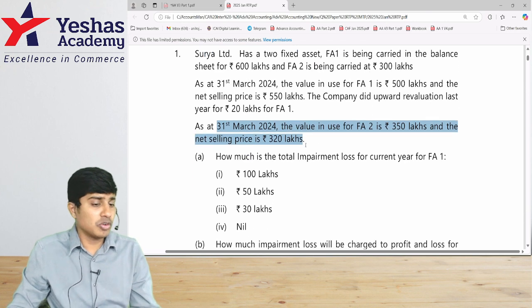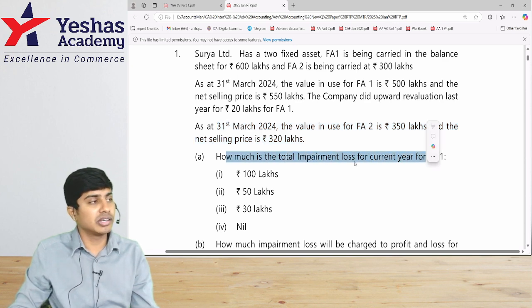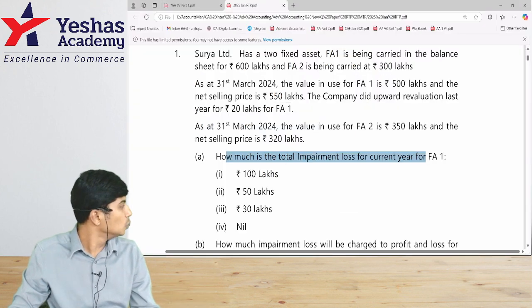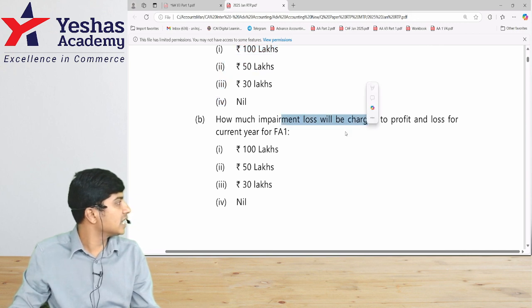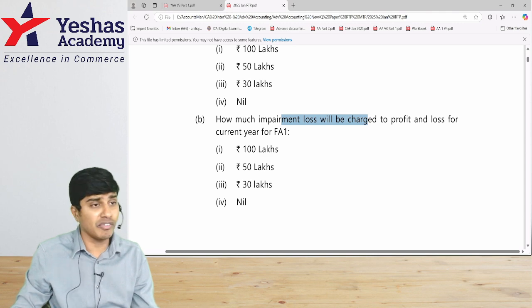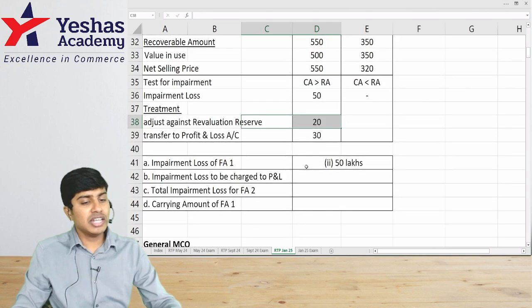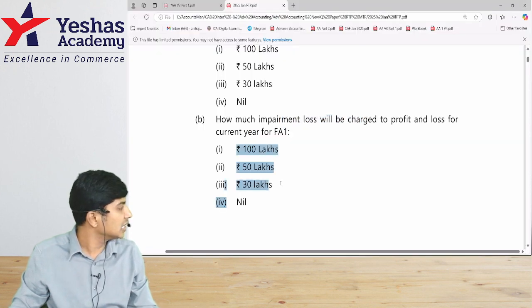They've asked 4 questions. First one, how much is the total impairment loss for the current year? Total impairment loss is only on the FA1. FA2, there is no impairment loss. 50 lakhs, which is option 2. Then, second one, how much impairment loss will be charged to P&L account for the current year for FA1? See, out of 50 lakhs, 20 lakh will go to revaluation reserve. Charge to P&L is 30 lakhs, which is option 3.